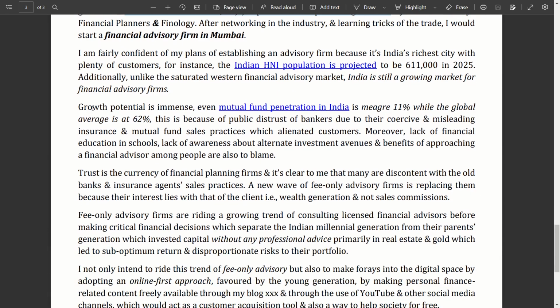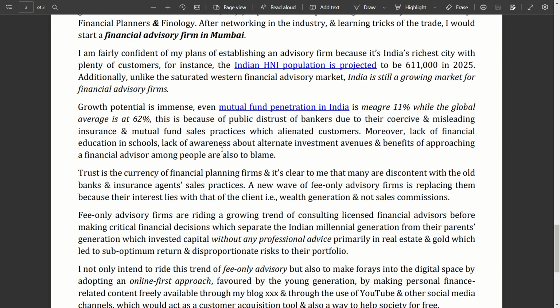Here I am saying that growth potential is immense because in India most of the people don't invest in mutual funds. So I have mentioned statistics where it says that mutual fund penetration in India is a meager 11%, while the global average is 62%. That is another reason for me to come back to India. Again, I am implying the same thing. This is because of public distrust of bankers and coercive misleading statistics.